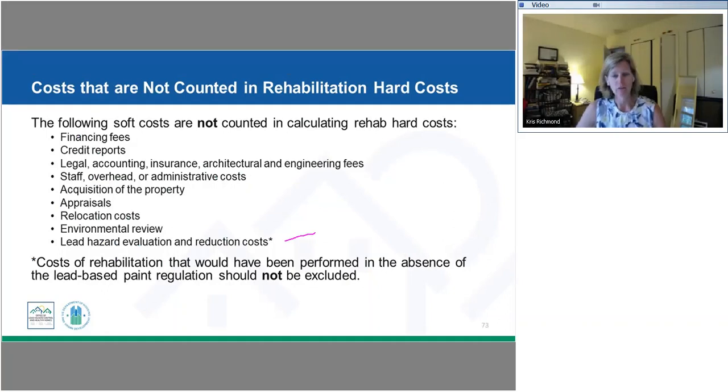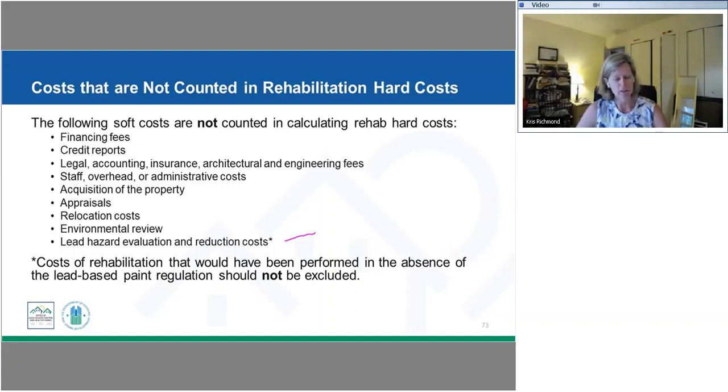Okay, so if you always repaired, or if you always replaced doors and windows, then that would have been part of your rehab cost. You would not be excluding that because that's not a lead hazard reduction cost. You only exclude that if you're only doing the windows and the doors because there's lead on them or in them, okay? You want to be thinking about intent. We're going to talk more about intent.